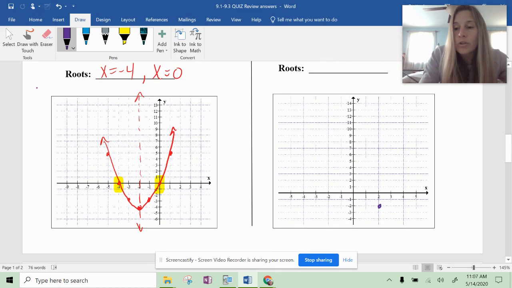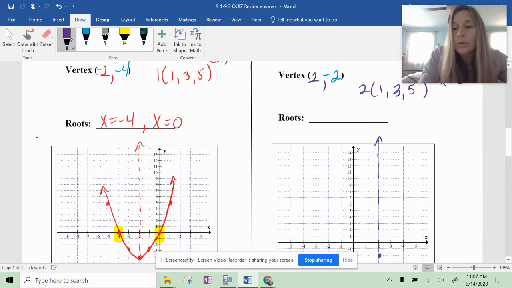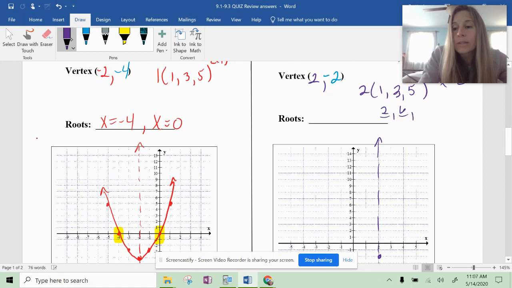My axis of symmetry is the vertical line x equals 2. And my graphing pattern is 2 times 1, 3, 5, which will be 2, 6, and 10. So I'm going to go up 2 over 1, up 6 over 1. And if I could fit it, I would go up 10 over 1, which is a little bit off the graph. Same thing on the other side of the axis of symmetry. And then you can draw the parabola.